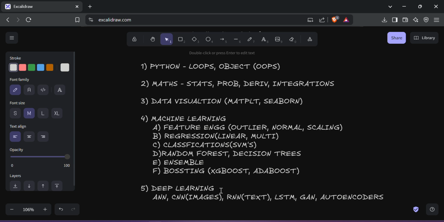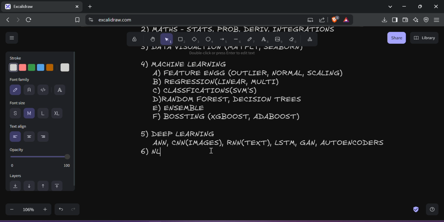After this, we'll be diving into some basics of NLP, because this is needed for generative AI. Basics like tokenization, stemming, lemmatization are very important to understand generative AI architectures. We need to understand these terminologies. So these are the NLP basics.